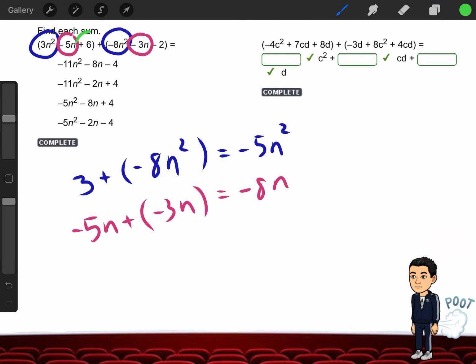Now we're going to look at the constants. Positive 6 added to negative 2 is going to give you positive 4. So the one you want to choose is the third option.